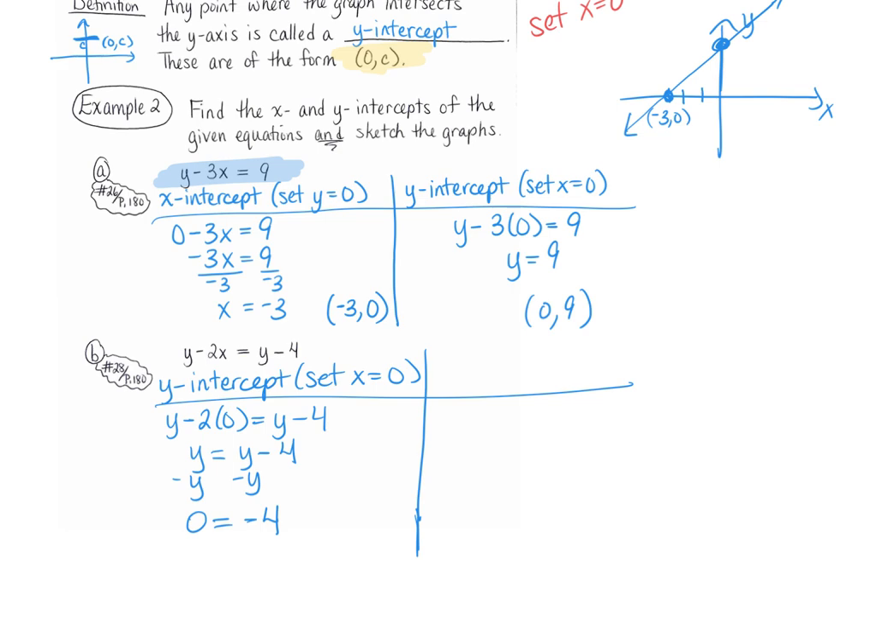There's no y-intercept. It seems a little weird and a little funny, but the algebra tells us that because we ended up with a false statement, it's not possible for us to have a y-intercept. So no y-intercept. That's all we get from that part. Does that make sense? Okay. And so then we go to our x-intercept. Good.